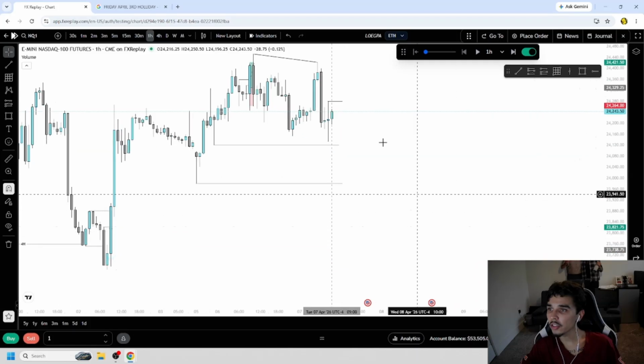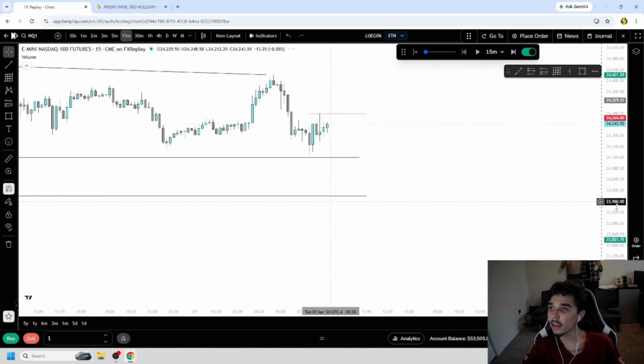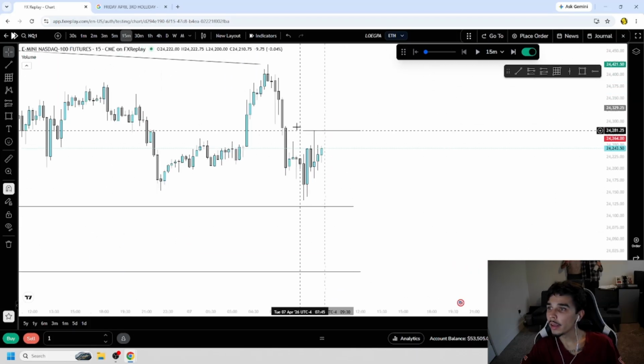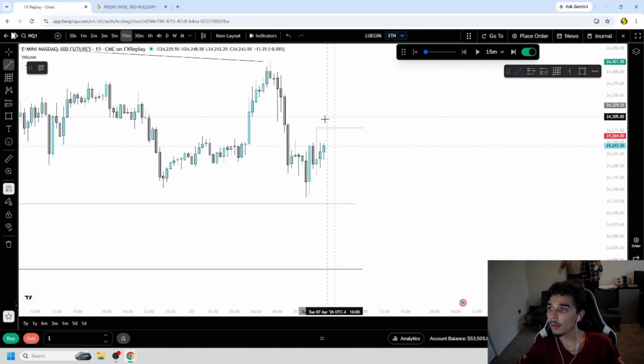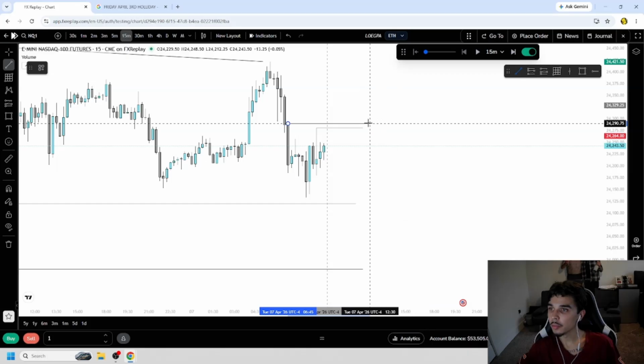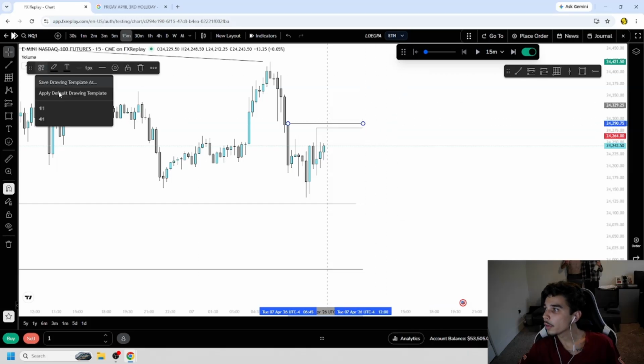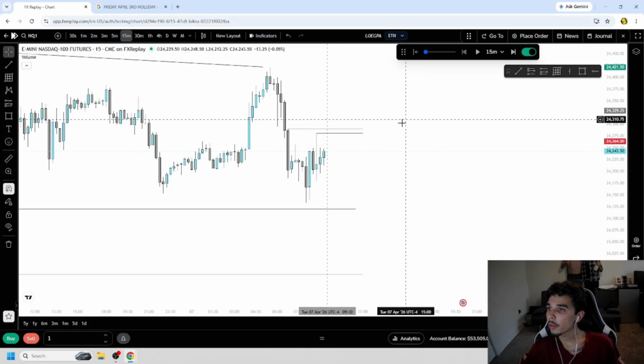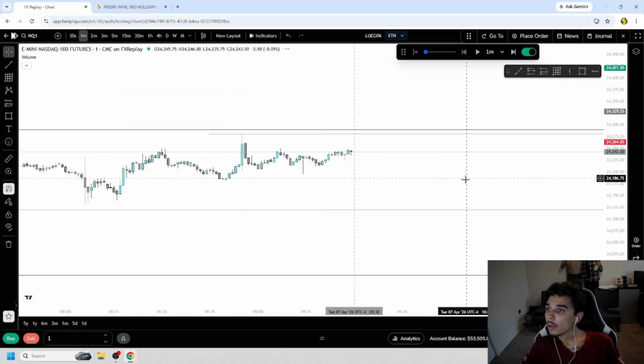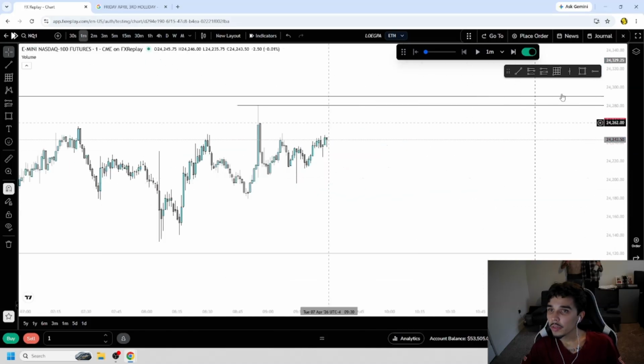And I want to see a reaction off this hourly intermediate high, and then we can possibly look for shorts from there. Right next to this hourly intermediate high is this 15-minute unfilled fair value gap right here. I guess I can't mark that out, but whatever. So let's go ahead and see how price opens.